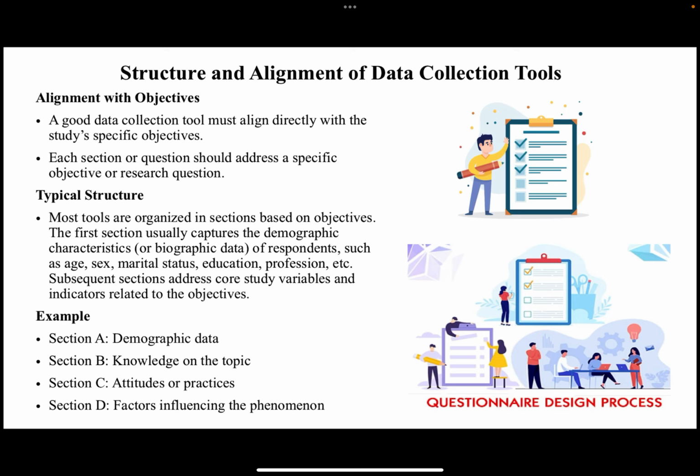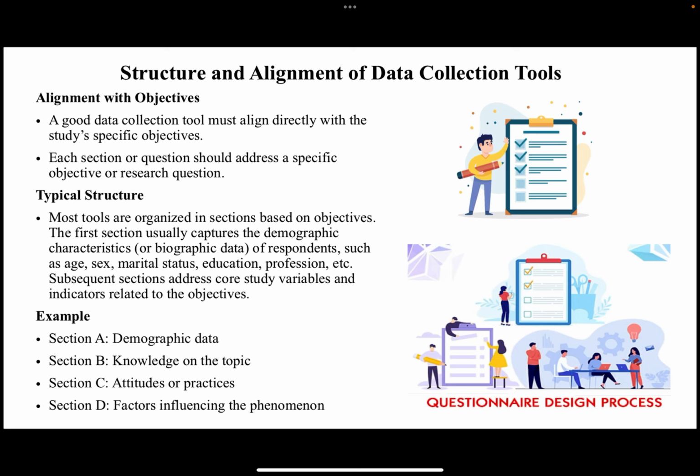Now, what is the structure and alignment of data collection tools? Let's look at the alignment. In terms of alignment, a good data collection tool must align directly with the study's specific objectives. Each section or question should address a specific objective or a research question. What that means is that in designing a data collection instrument, the sections of the instrument should align with your specific objectives.